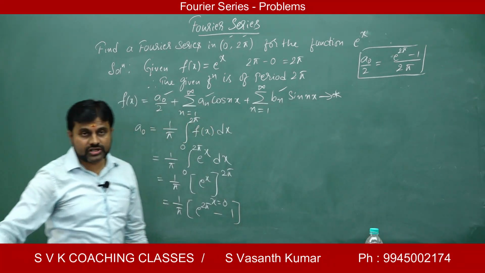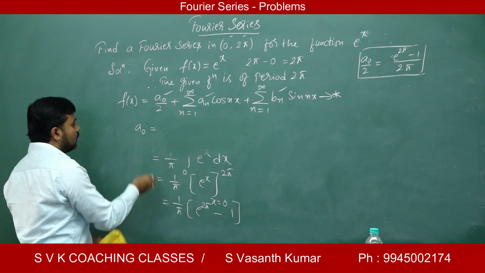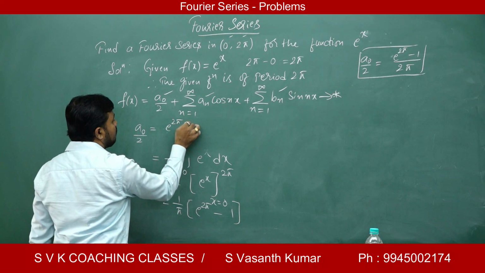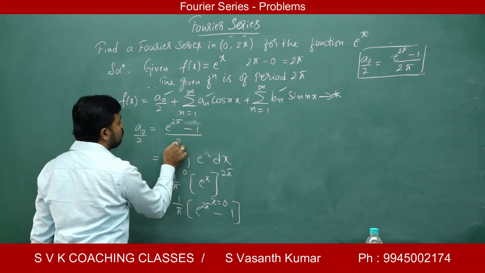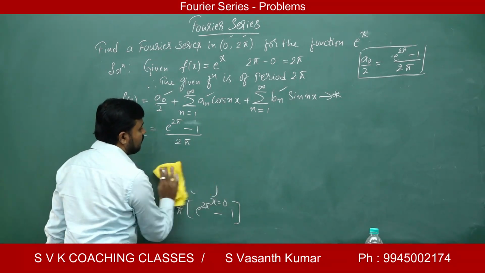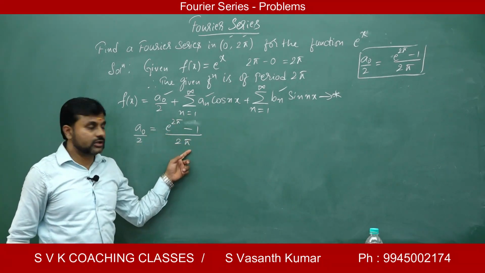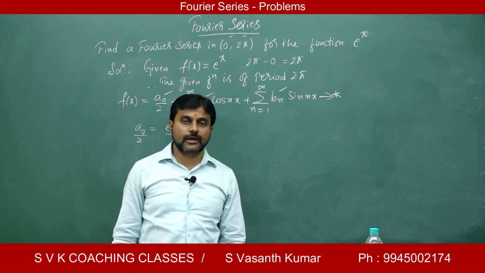Now note down what is a naught by 2. a naught by 2 is e power 2 pi minus 1 divided by 2 pi. Now we shall find out a n.